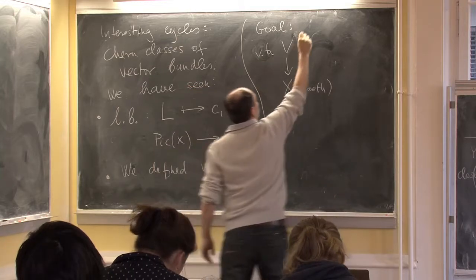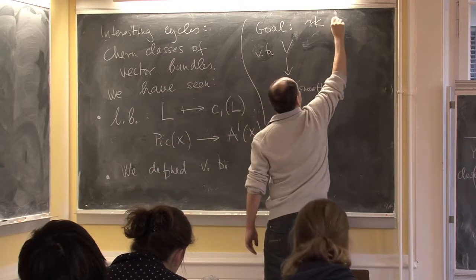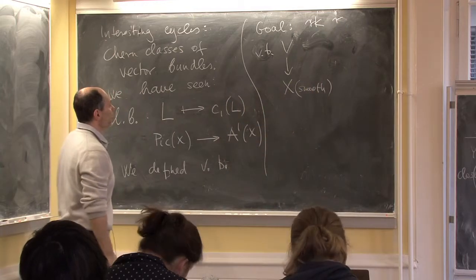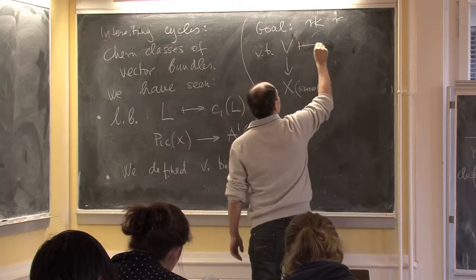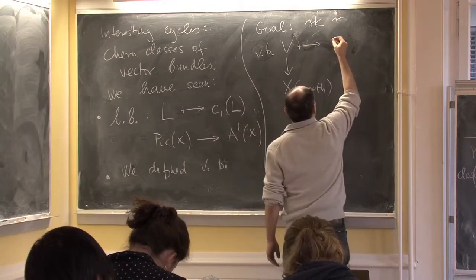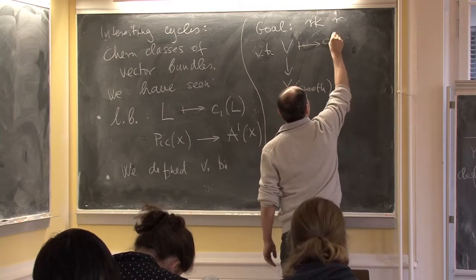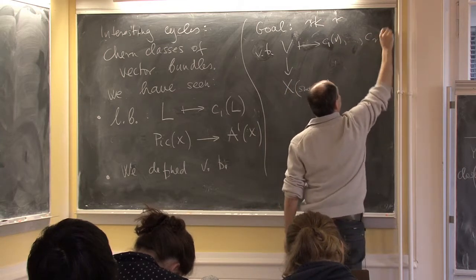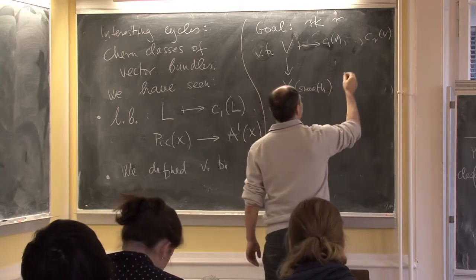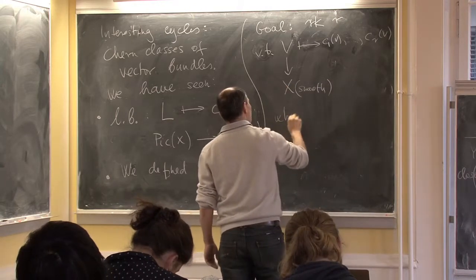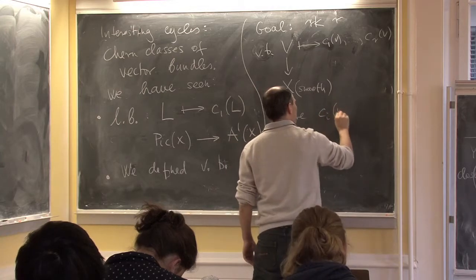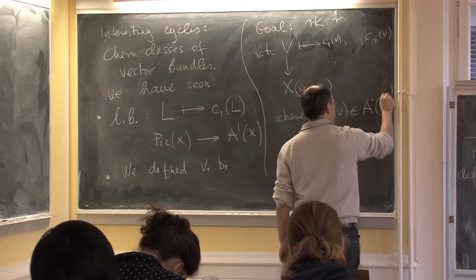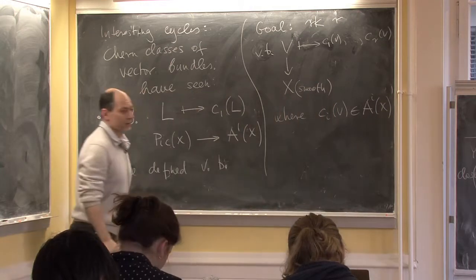So let's say rank R vector bundle, so V has rank R. We will associate now a sequence of classes. It will be C1 of V, etc., CR of V, where Ci of V is a class in Ai of X. Okay, so this is the choice.